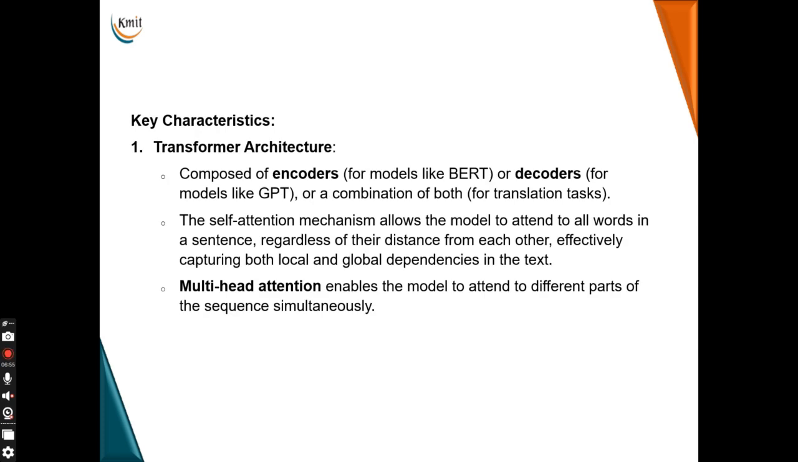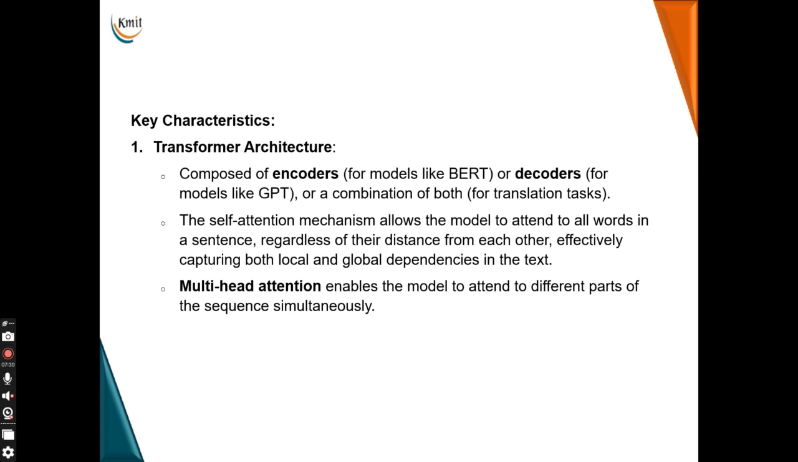What are the key characteristics? The transformer architecture. It is composed of encoders and decoders. Sometimes you might have a combination of both. And it comes with a self-attention mechanism which allows the model to attend to all the input tokens in a sentence regardless of their distance from each other. Effectively, it is trying to capture the dependencies.